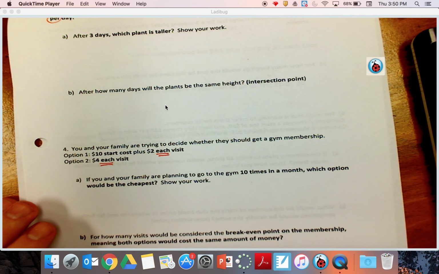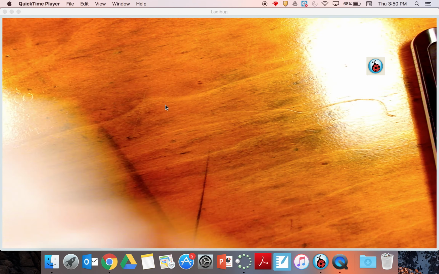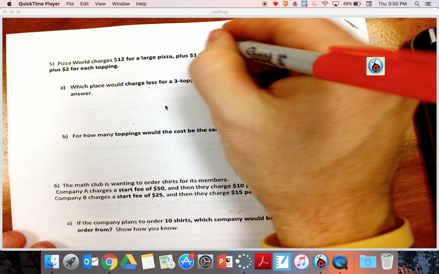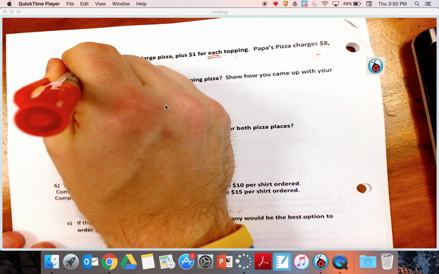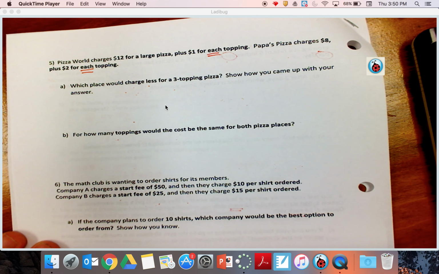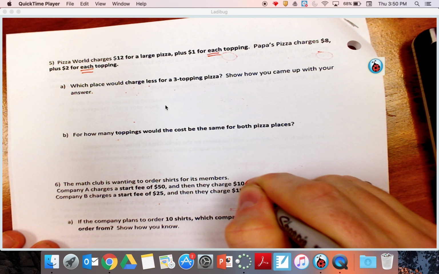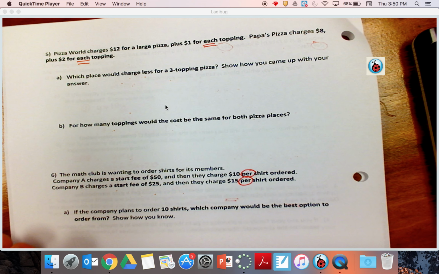Those are words that mean change. Those are the ones that have your x value. On number 5, if you look at it here, each, per. Those are all words that mean change that will have your x value. The other numbers are just your start. So practice writing your equations.